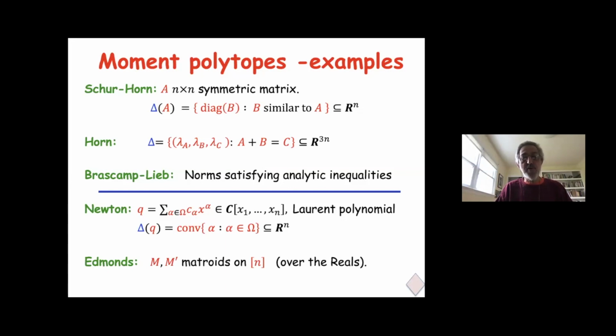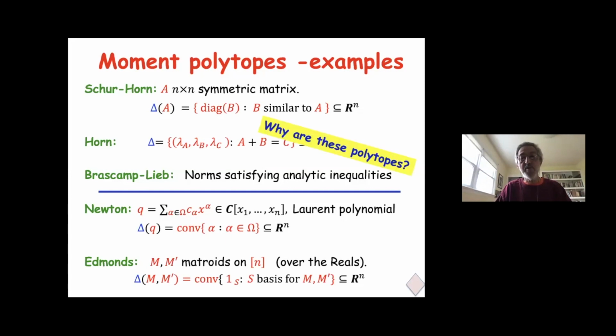Edmonds polytope, so the matroid intersection polytope. I have two matroids, and I look at the convex hull of all indicator vectors of sets that are bases in both matroids. Again, it's a moment polytope. So it's not clear why these are polytopes, not clear why they come from groups, but they are all moment polytopes.